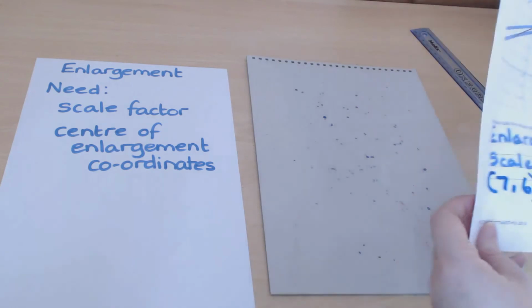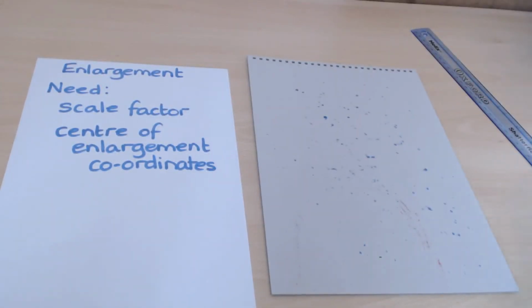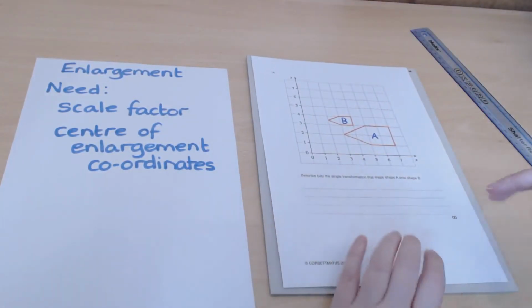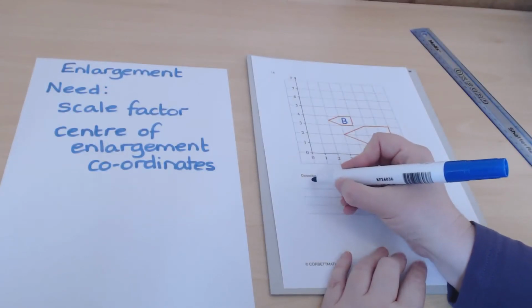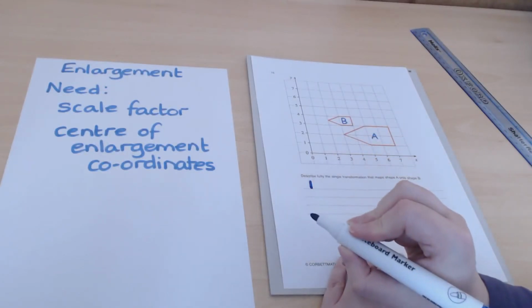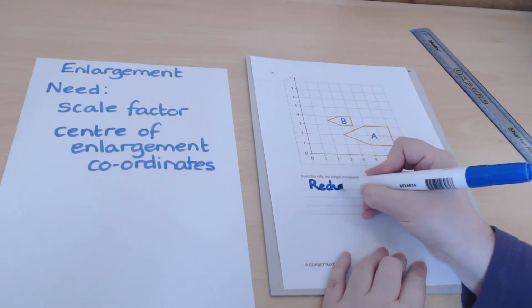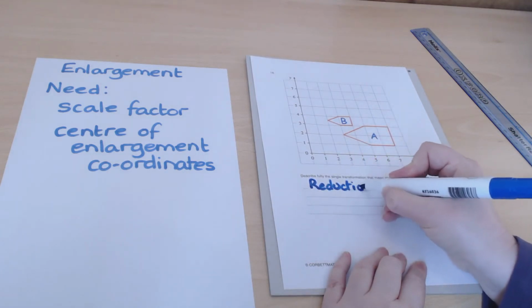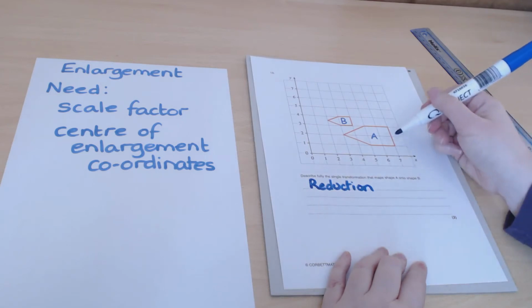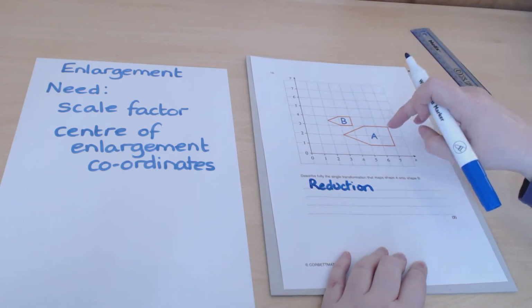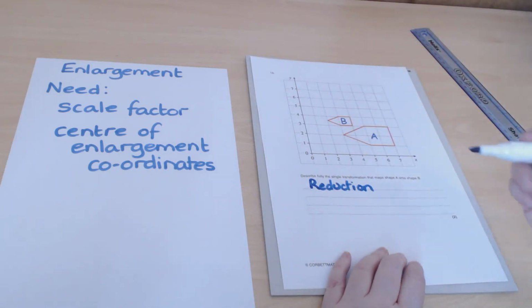Okay, let's have a go at one more. So again, we're describing it. So the first thing we're writing down is that it's an, well, this time I'd call it a reduction. I've just read what it said here. It says A onto B. So we're going from the big to the small. So it's actually a reduction.